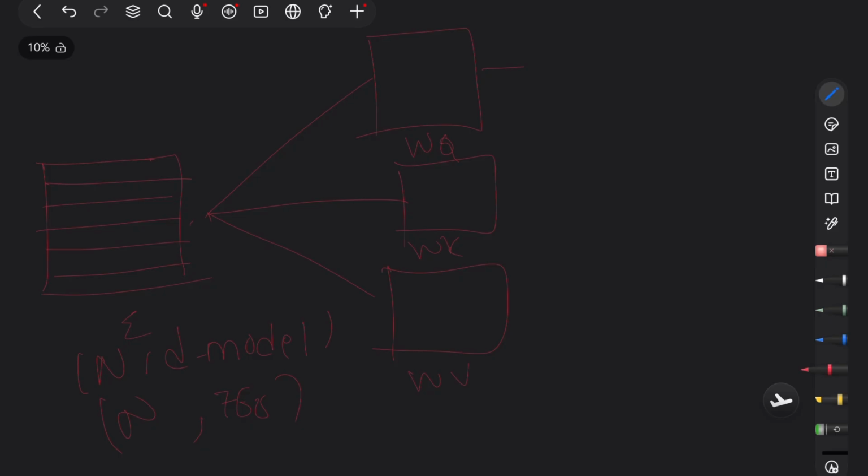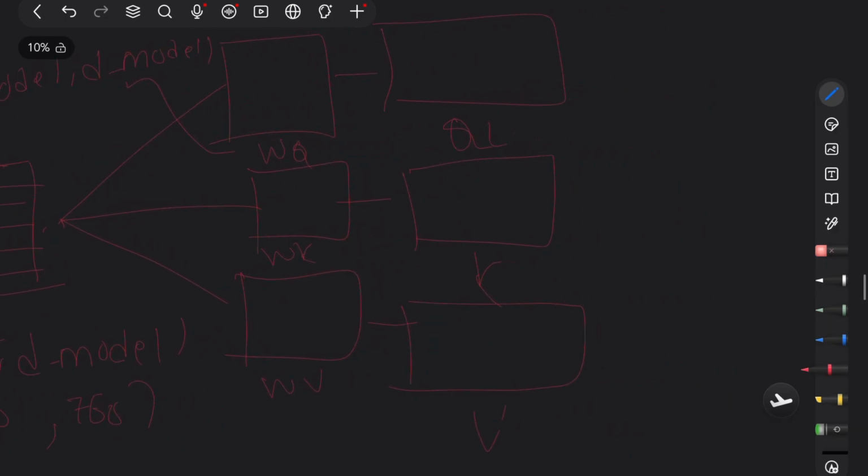Why? We need to obtain the query, key and value vectors, right? The shape of this would be D model comma D model, okay? And this would be the same shape. Query would be the shape N, 768. That is N, D model, and the same for these also.